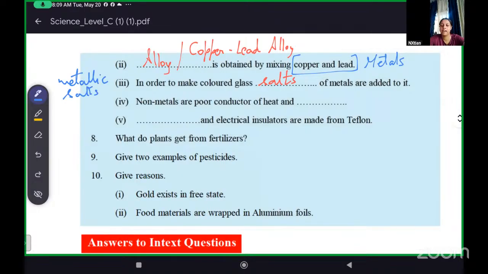Metallic salts are added to make colorful glass. Now, non-metals are poor conductors of heat and electricity.